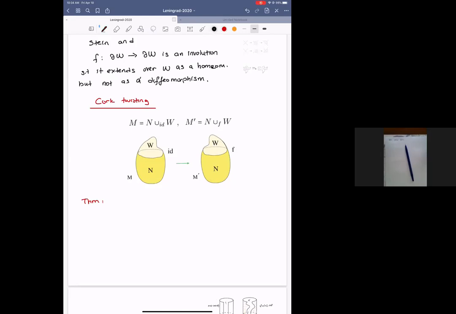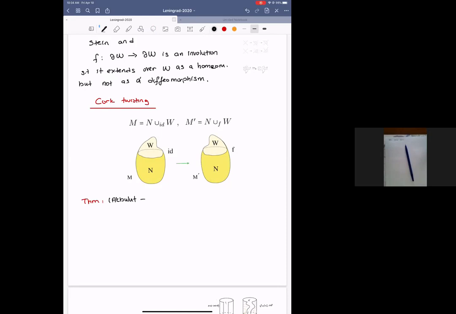Excuse me, you ask W to be Stein. What do you mean by Stein? The theorem is coming here. The question is about Stein. I'll tell you very soon. Okay, let me state the theorem, then I'm going to tell you what Stein is for us.